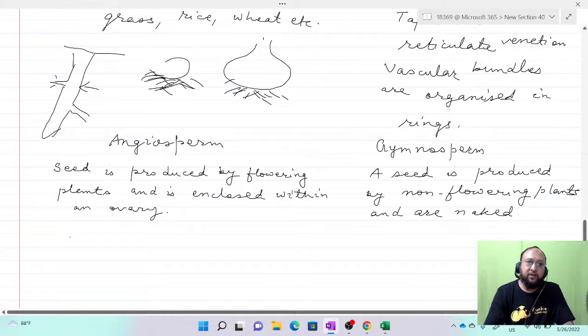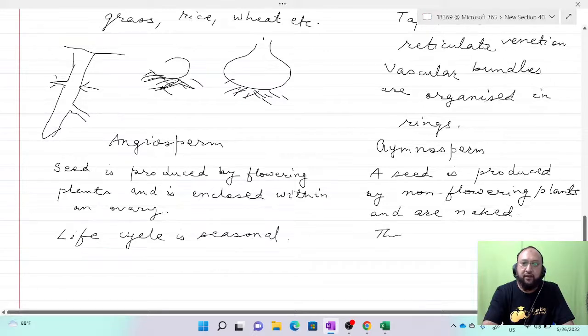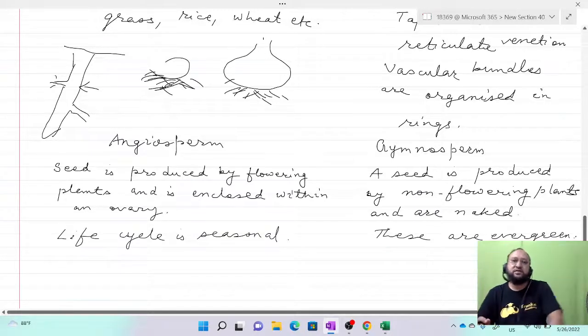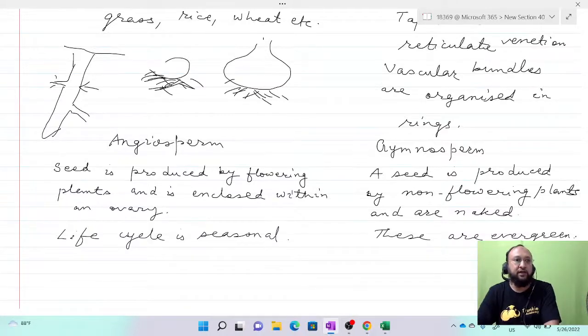In angiosperms, another important and interesting feature is that the life cycle is seasonal. In gymnosperms, in the winter season these plants are evergreen. That's why you find conical trees in forests; if you go to high altitudes, you find that they are evergreen throughout the year.